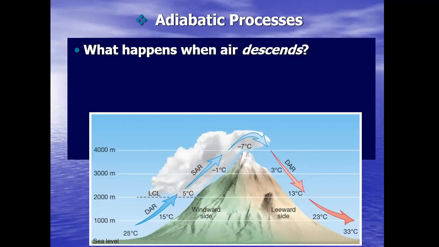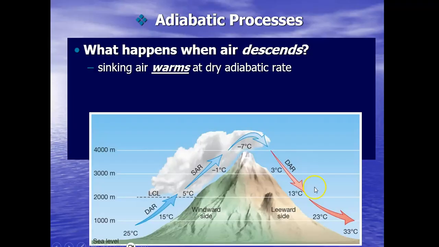The reverse will happen when air descends. As air descends, it's going to sink, warm, and compress, and this will switch back again. See here in this example, we've used our dry adiabatic rate. We were at 25 degrees Celsius. We dropped 10 degrees to 15 degrees. We dropped another 10 degrees to be at 5 degrees Celsius. And then that's where clouds form, and that's the lifting condensation level.